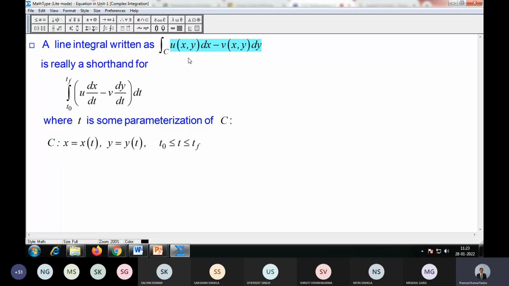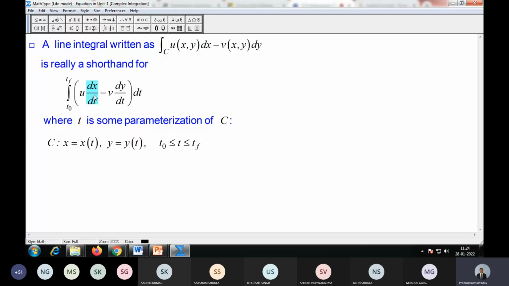So with the help of t, it means what? It means this u is okay. It means x is going to become a function of t. So this dx can be written as dx by dt, and this y will be a function of t. Then dy will be dy by dt, and then the whole dt. So a parametric equation gives the values of x and y in terms of t.